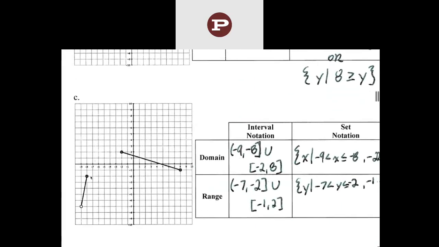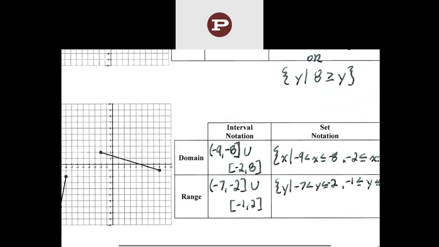This may pop up as well when you have breaks in your graph. Okay, so negative 9 to negative 8. There's a break in x from left to right. There is no x value between negative 8 and negative 2. So we just put the letter capital U, and then we go from negative 2 to 8. In set notation, we often either put a comma or just the word or.